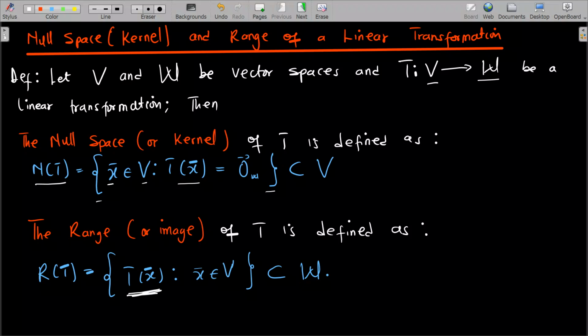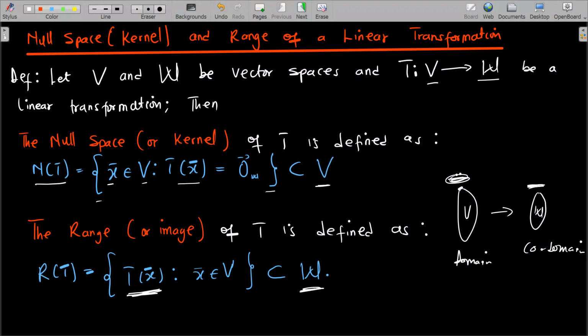Okay, and remember, the null space is a subset of the vector space you start with, the V, and the range, or the image of T, is a subset of the other side. So this is a mapping, right? You are mapping something from V to W. You can call this the domain and the other one the codomain, right? And we are saying the null space is a subset of the domain, and the range is a subset of the codomain. All right, that's what we want to say.